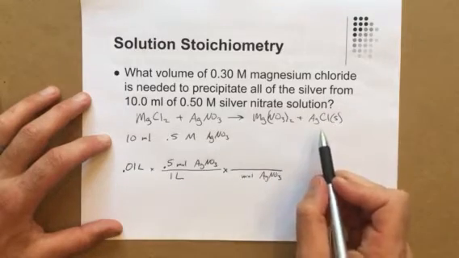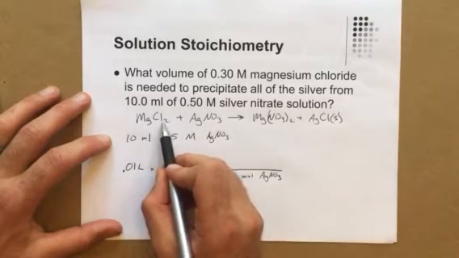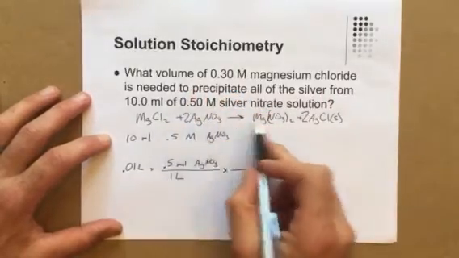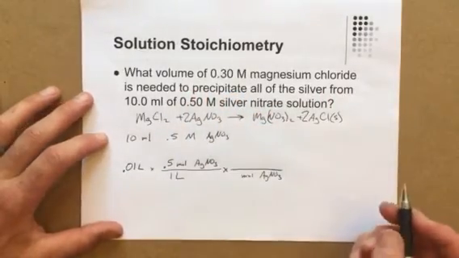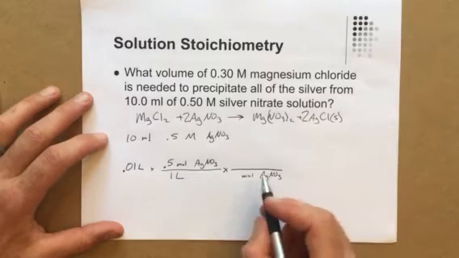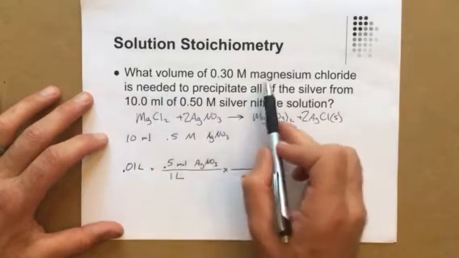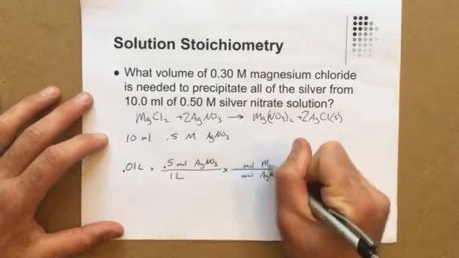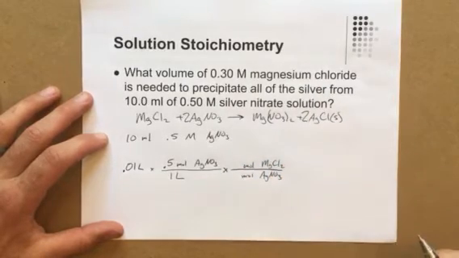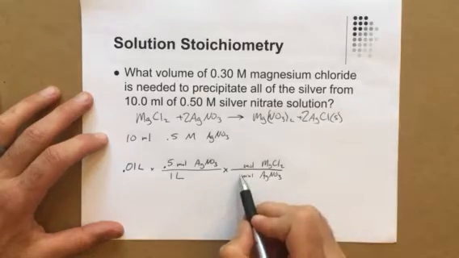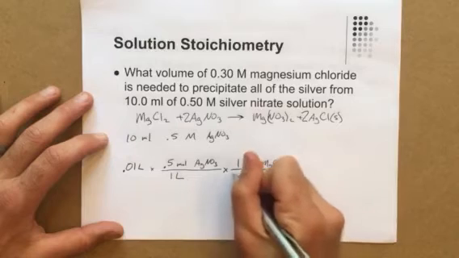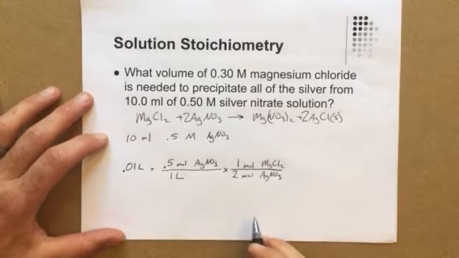And I forgot to go balance the equation. So let's go back and do that. So we have 2 chlorines, so we need a 2 here, 2 silvers, you need a 2 there, 2 nitrates. So now we've got a balanced equation. And then what the question's asking us is about the amount of magnesium chloride. So we'll put moles of MgCl2 on the top. And then we'll look at the ratio between these things. So it's 1 magnesium chloride for every 2 silver nitrate.